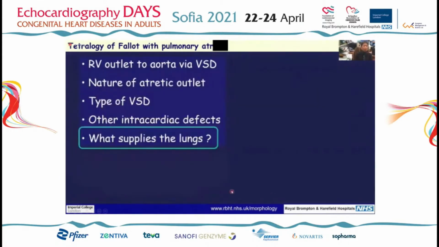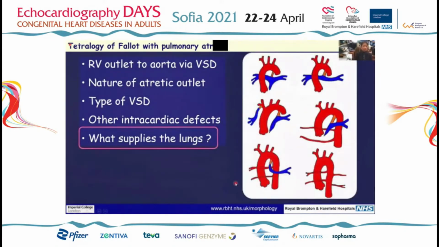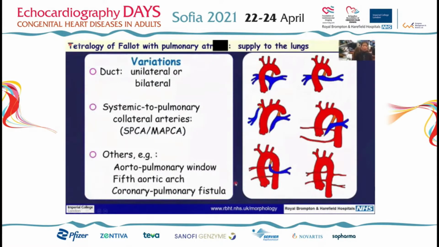So the question then is, what supplies the lungs? You can have all sorts of variations, as we see in this diagram. You can have a duct, unilateral or bilateral. You may have two ducts with interruption of one of the pulmonary arteries, or you may have a combination, as seen in this situation, one side with a duct, the other side with collateral arteries, and so on and so forth.